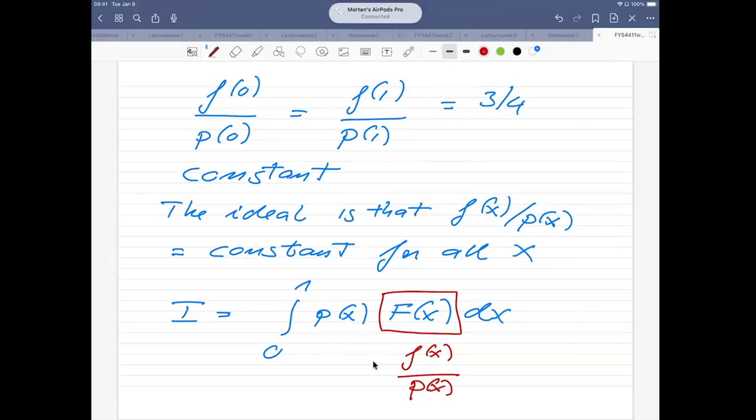Now, if that is a constant, then this integral simply reduces to 1. So that means that if I do that, then this is a constant. So the ideal is that we want this to be a constant. And if we have that, then the integral simply reduces to the normalization of p of x, and we have assumed that the integral is normalized. So that just simply gives us a constant.